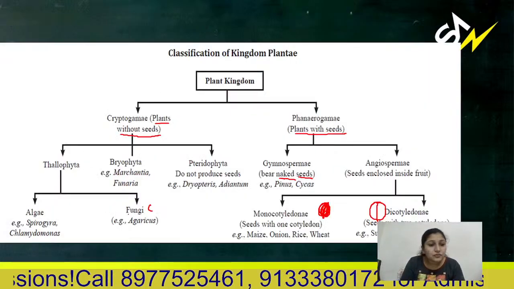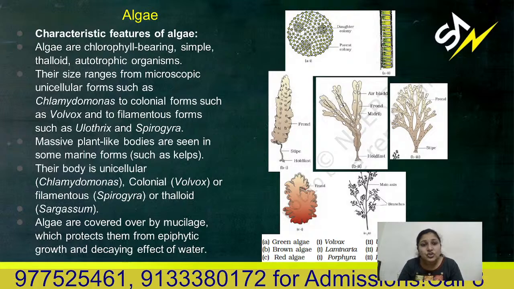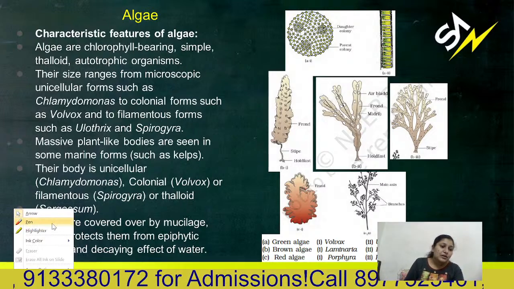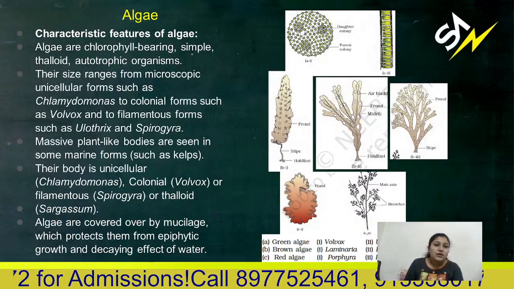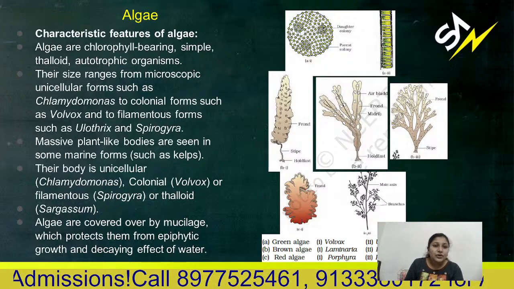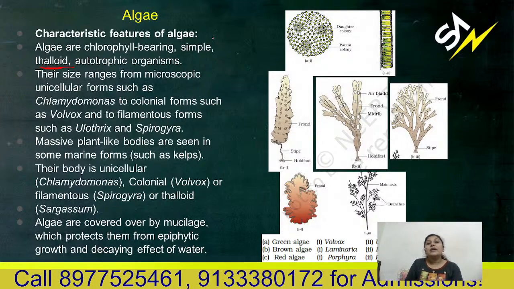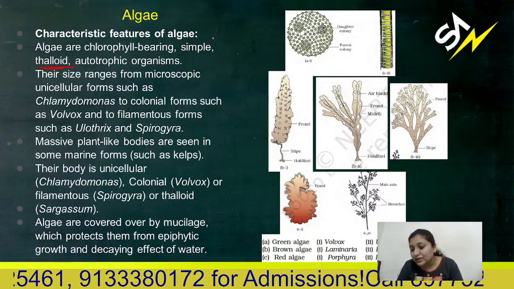Now we are starting from the Thallophyta group. First is algae. Characteristics of algae: they are chlorophyll bearing, simple thalloid. What is the meaning of thalloid? Thalloid means there is no true root, stem, or branch-like structure developed.